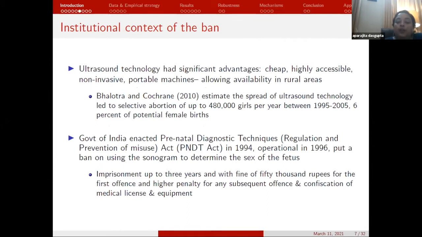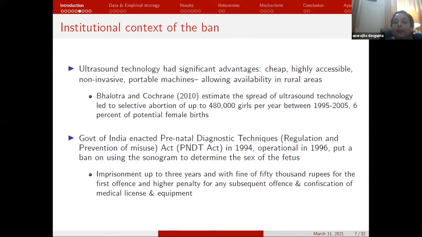So to give you a more institutional context of this ban. The ultrasound technology had significant advantages, being very cheap, highly accessible, non-invasive, with portable machines, allowing availability in rural areas. This paper by Bhalotra and Cochrane estimates the spread of ultrasound technology led to a selective abortion of up to over 4 lakh girls per year, which is about 6% of potential female births. This is huge.